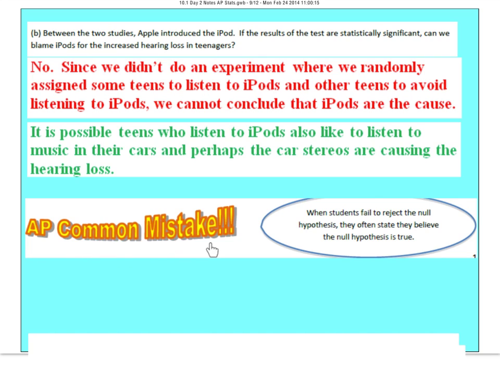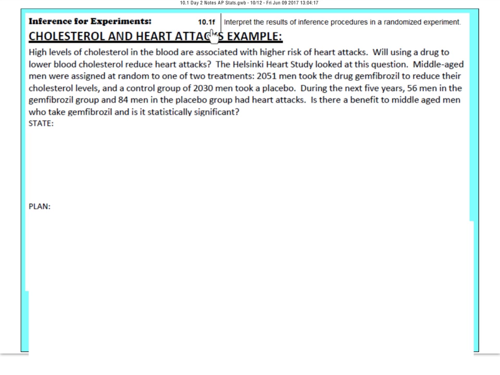Great AP mistake, they're just reiterating. Folks, be careful. When you fail to reject the null hypothesis, slow down. Never ever believe the null hypothesis is true. So don't ever go back and make that conclusion. I say it because they are going to try to trick you on the AP exam with this type of situation. In 10.1F, we're going to interpret the results of inference procedures in a random experiment.